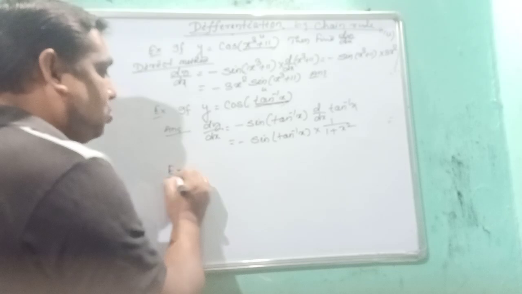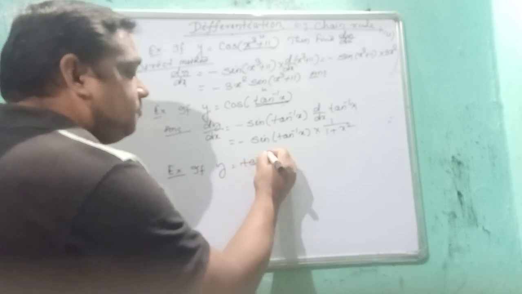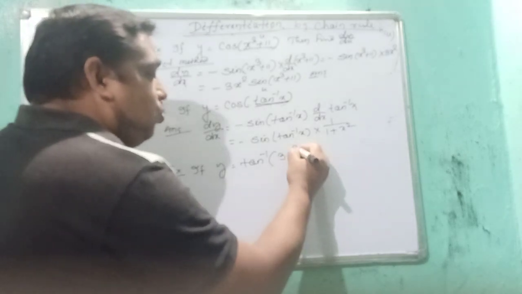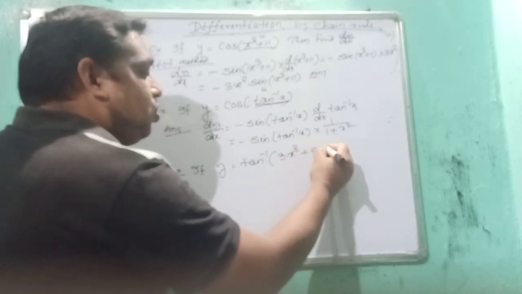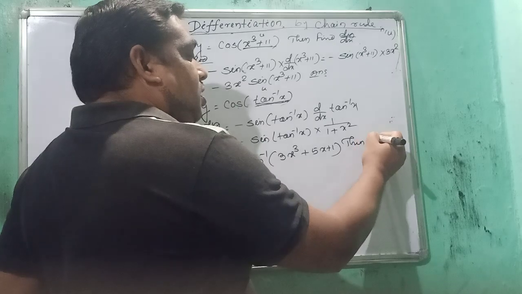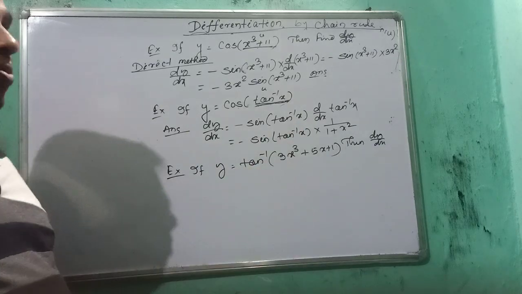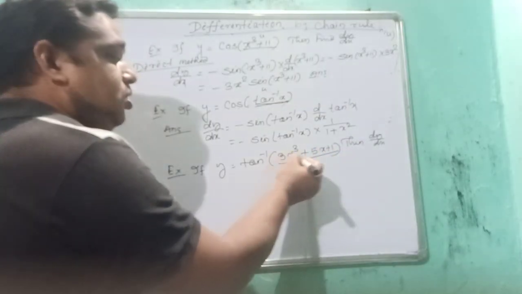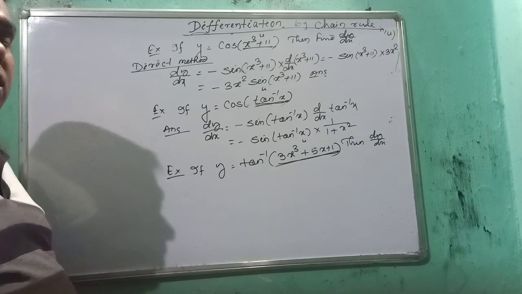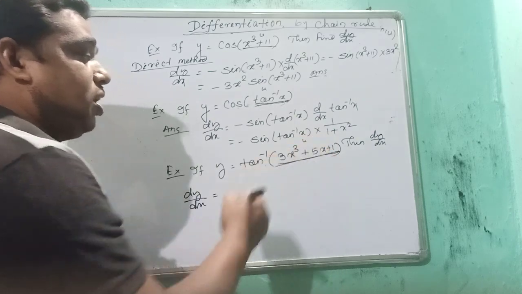Similarly, another question. Suppose y is equal to tan inverse of 3x cube plus 5x plus 1. Then find dy by dx. If y is equal to tan inverse of this function, then in this case which one is taken as u? This function is taken as u. Then y is equal to tan inverse of u is given. Then what is dy by dx? Then dy by dx of tan inverse u. What is the derivative of tan inverse u?